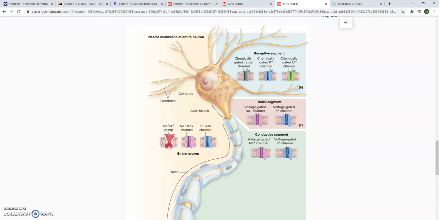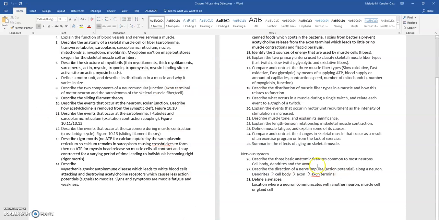So I'm going to go back to our objectives. So we talked about the cell body, dendrites, axon, and I'll probably, if I can, add on axon terminal or synaptic bulb. That'll be important when we talk about muscle contraction.